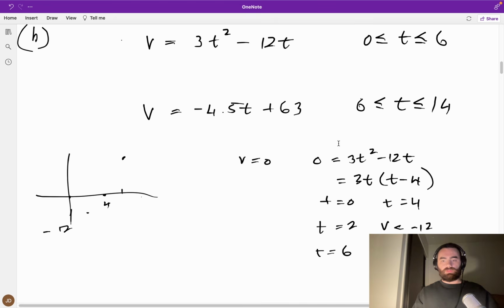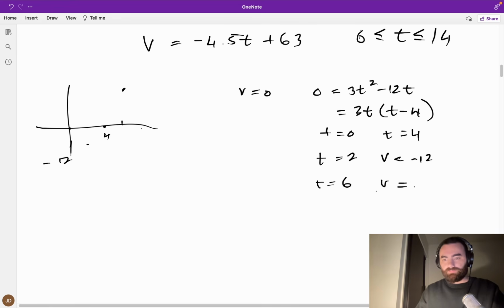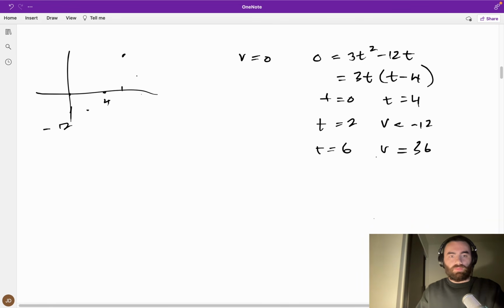V equals 3 times 6 squared minus 12 times 6, which is 36. So it rises here to 36. This is the v-t graph, so it's going to look something roughly like this.